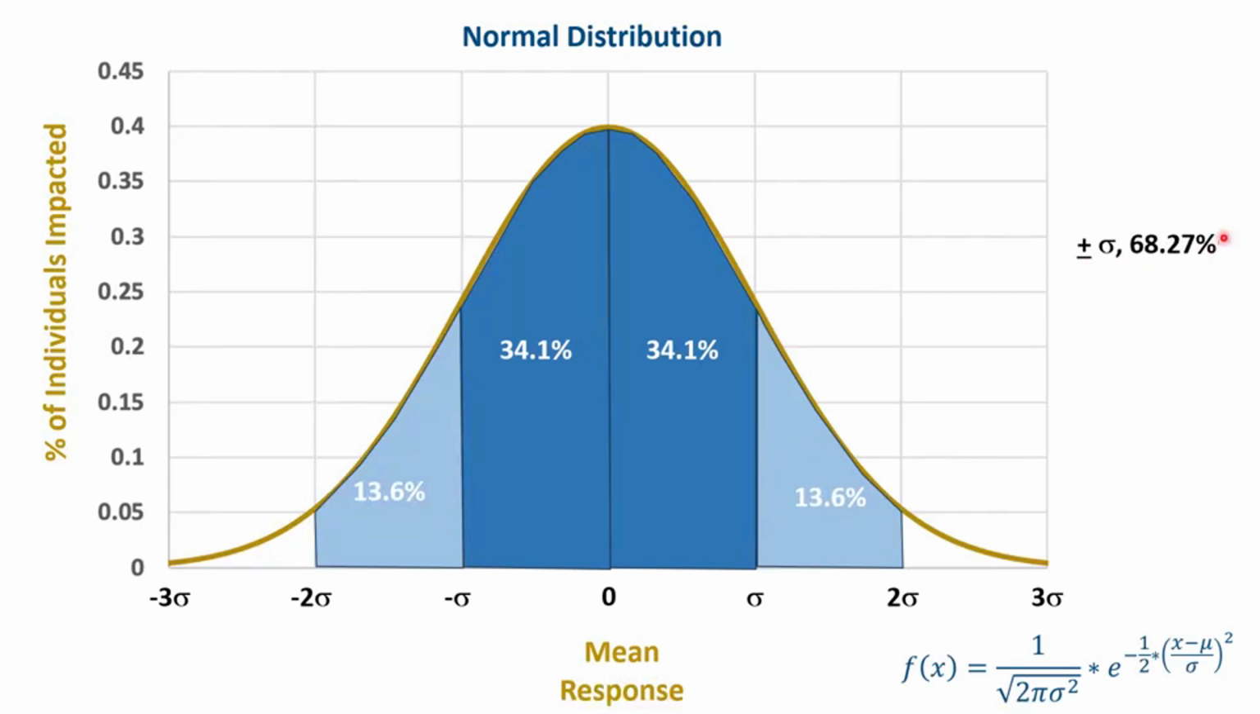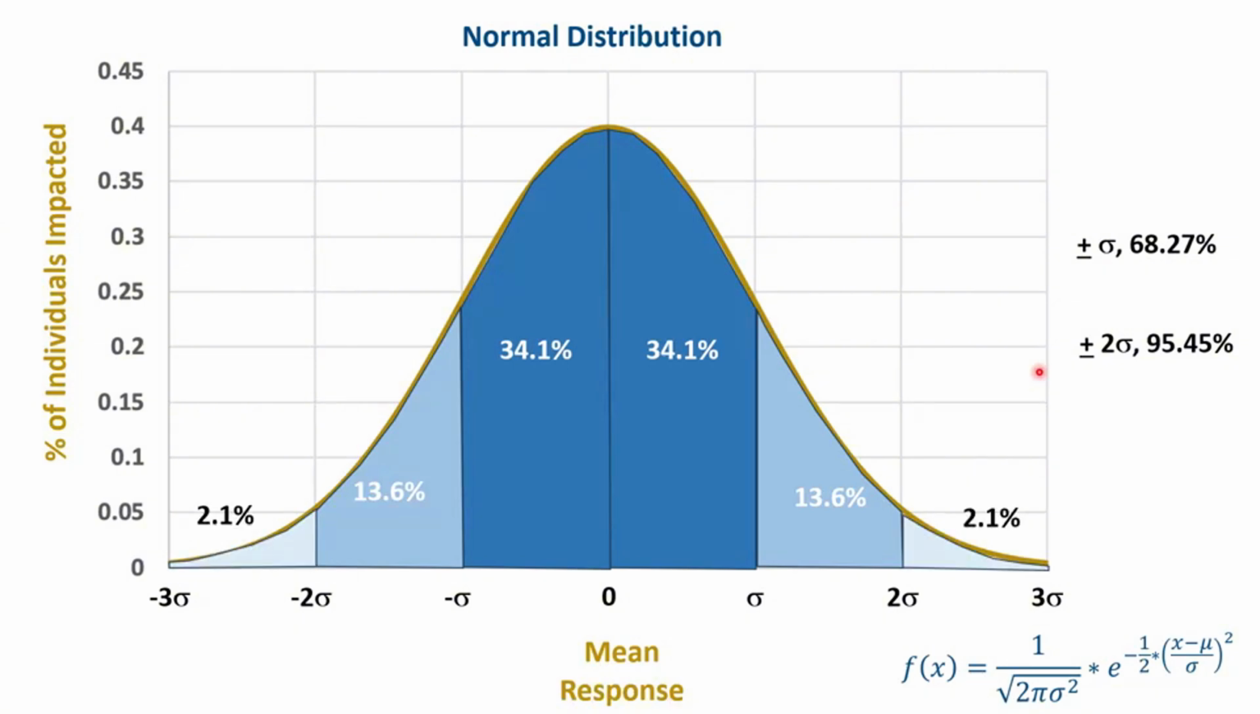So whereas the total within that first standard deviation is about 68.27%, looking at between 1 and 2 standard deviations on the positive and the negative side of the mean, we see another 13.6% of the population falls into that category. So in total, looking plus or minus 2 standard deviations away from the mean response, we have 95.45% of the population falls into that category, so a vast majority of the population.